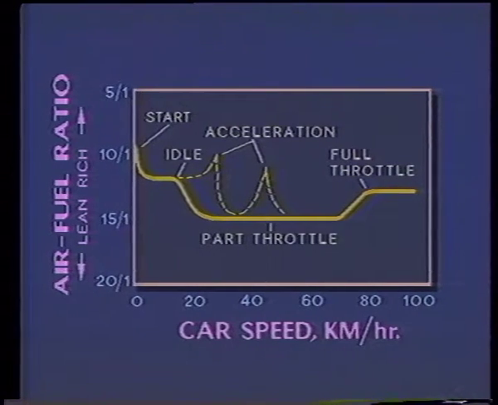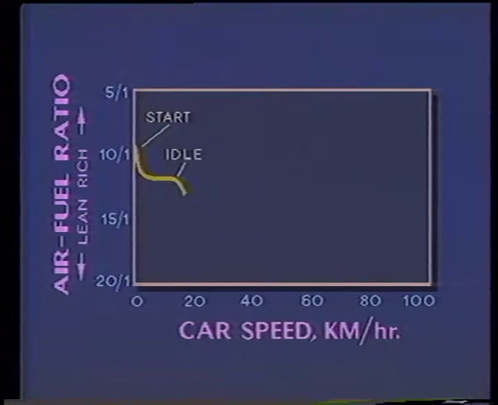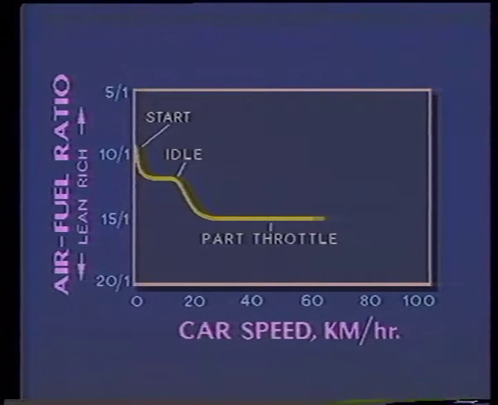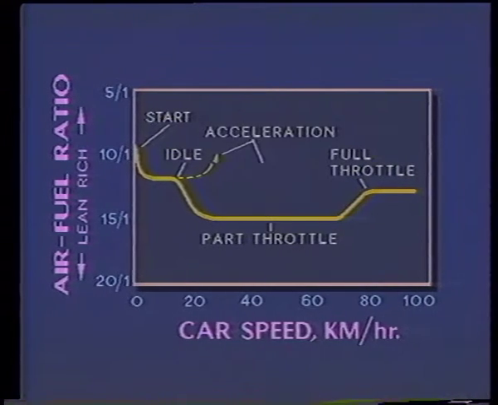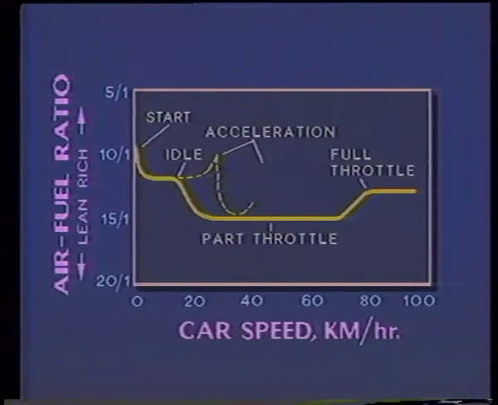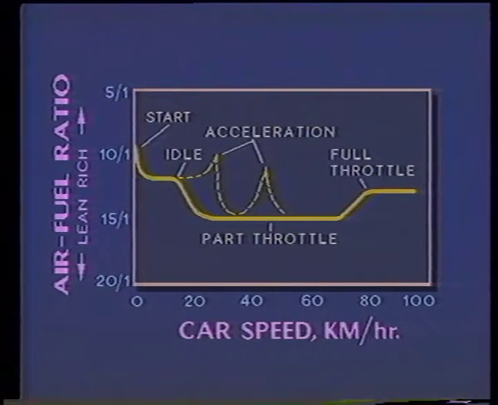In the example shown, a rich mixture of about 9:1, that is, 9 parts of air for each part of fuel, is supplied for initial starting. Then, during idling, the mixture leans out to about 12:1. At intermediate speeds, the mixture further leans out to about 15:1. But at higher speeds with a wide open throttle, the mixture is enriched to about 13:1. Opening of the throttle at any speed for acceleration causes a momentary enrichment of the mixture.